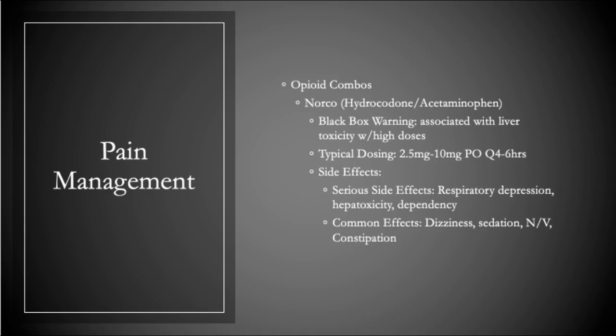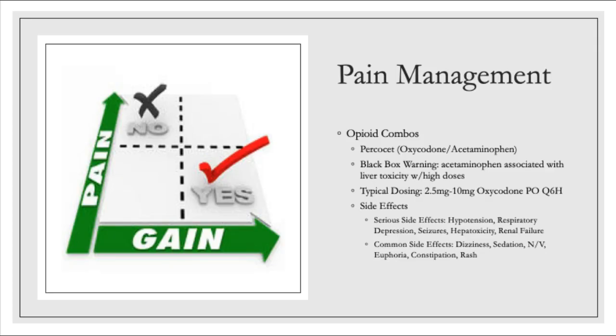Some common side effects you'll see are dizziness. A lot of people will complain of nausea, vomiting, and again, constipation. Next one is Percocet, and I know you guys have probably seen this too. Again, it's that liver toxicity that we have to be very careful with at high doses. Typical dosing for this one is 2.5 to 10 milligrams. We can give that every 4 to 6 hours. Typically, you'll see it every 6.